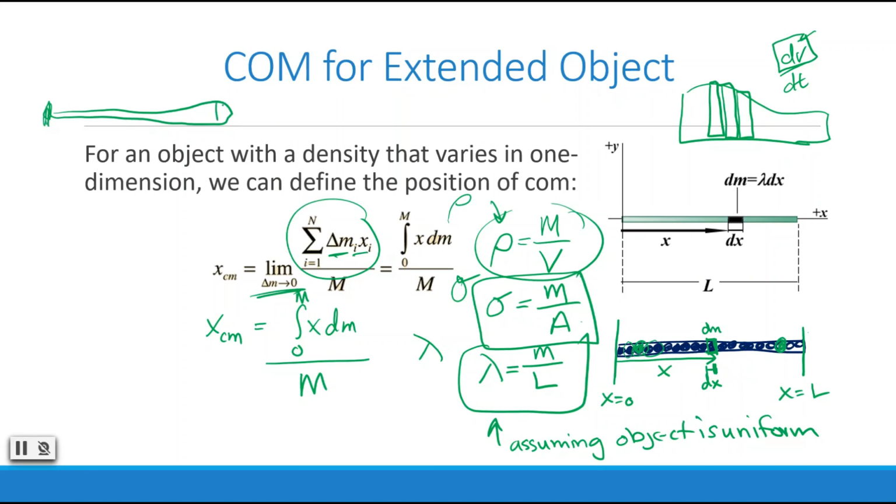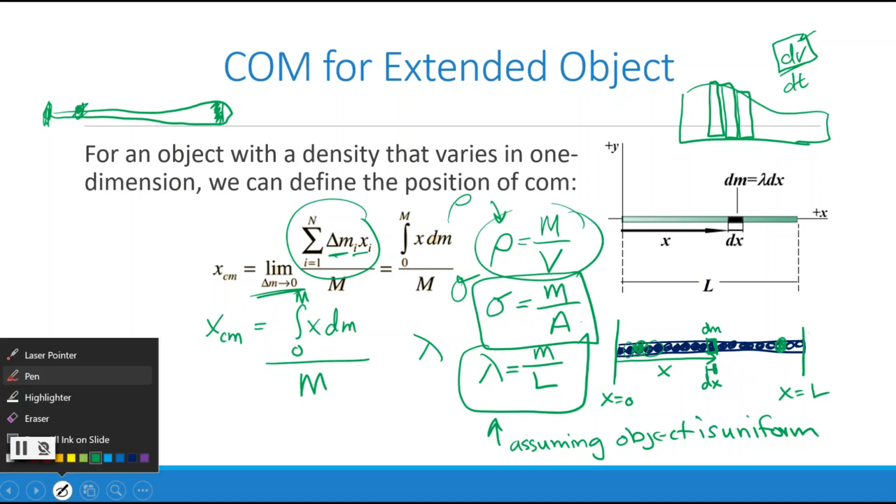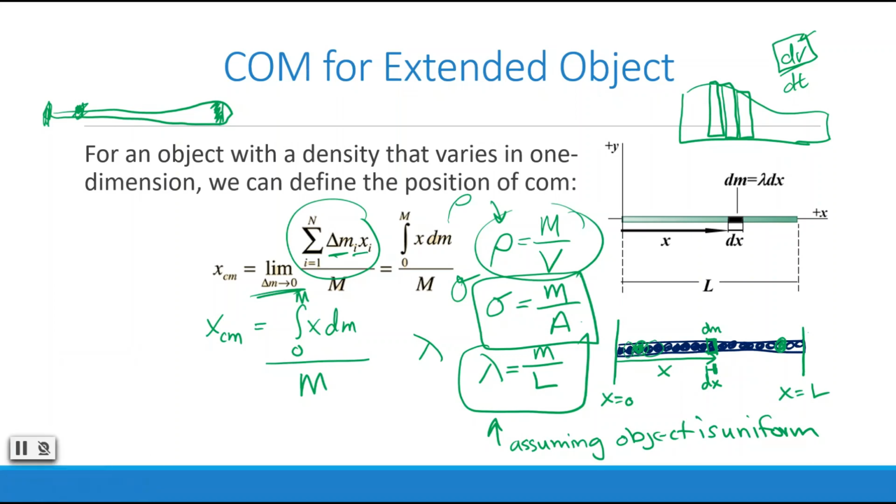If I was to take a slice over here, there would definitely be more mass in that slice than this slice over here. So those densities aren't the same. So why am I showing you this if it doesn't work in every case? Well, what we can do is we can say, on a small scale, we can define rho equal to dm over dV. And then sigma is going to be dm over dA, or lambda is going to be dm over dx.